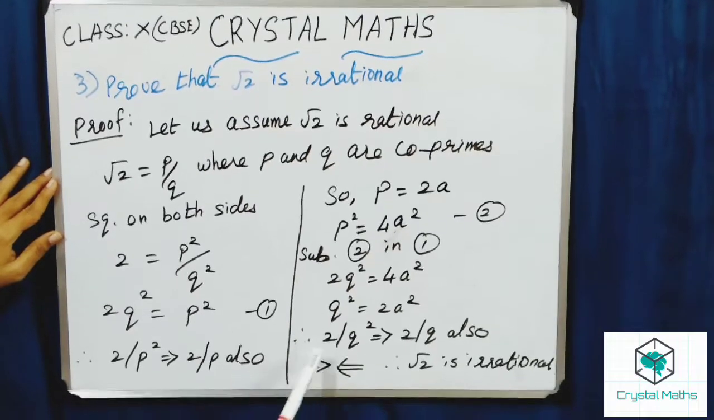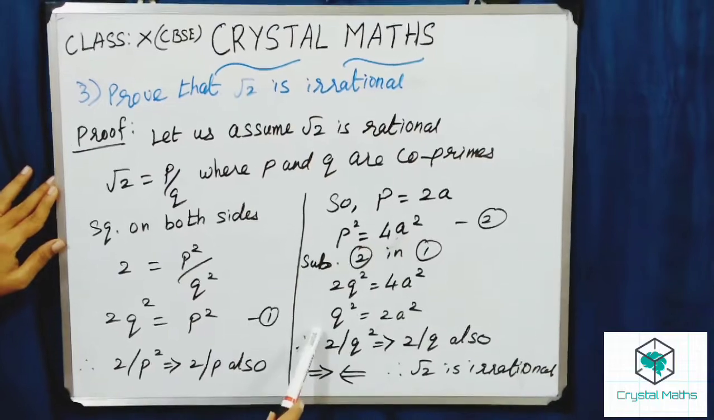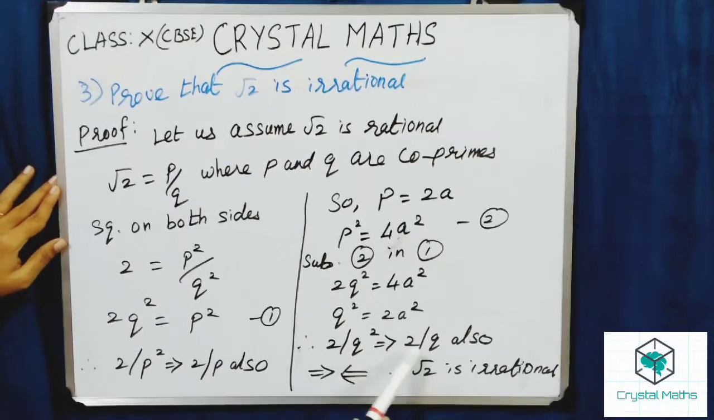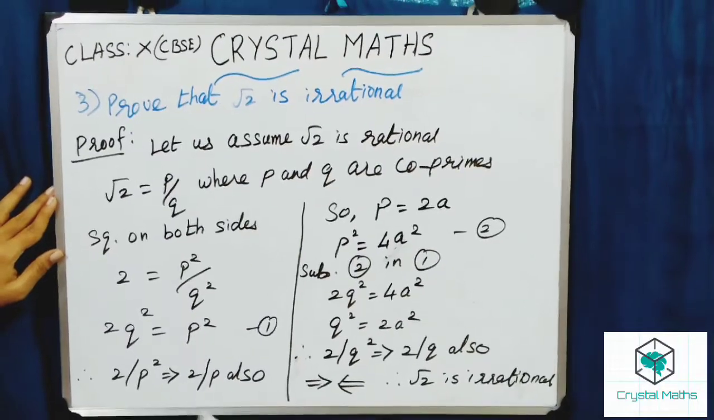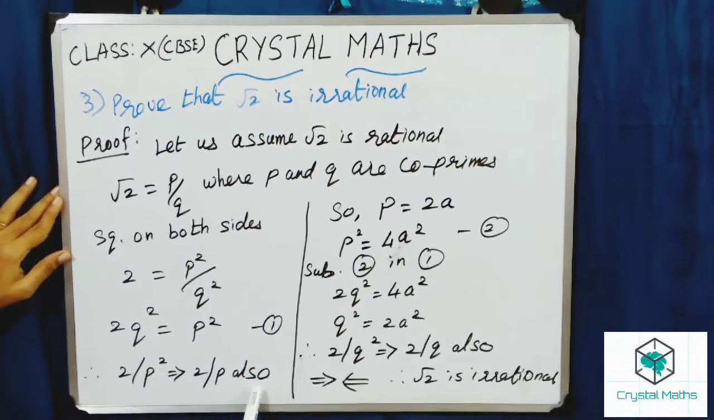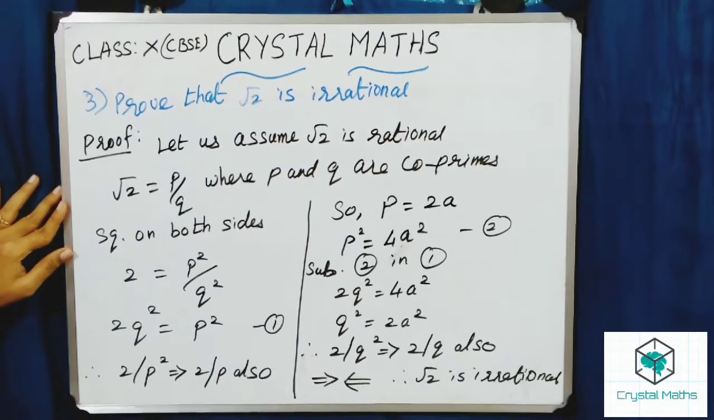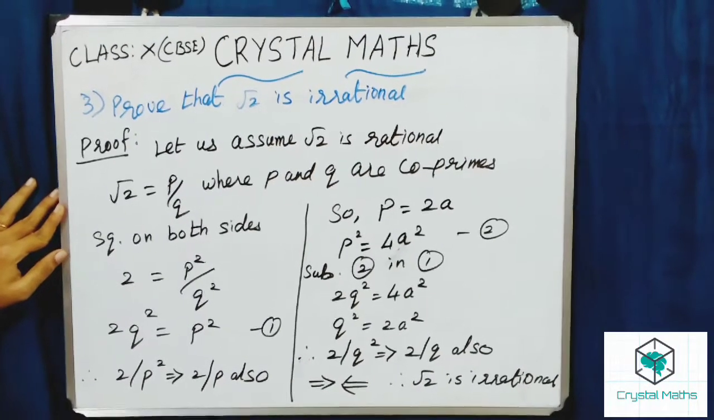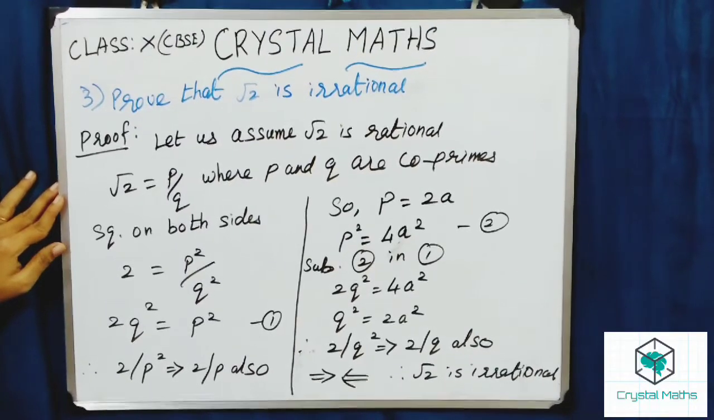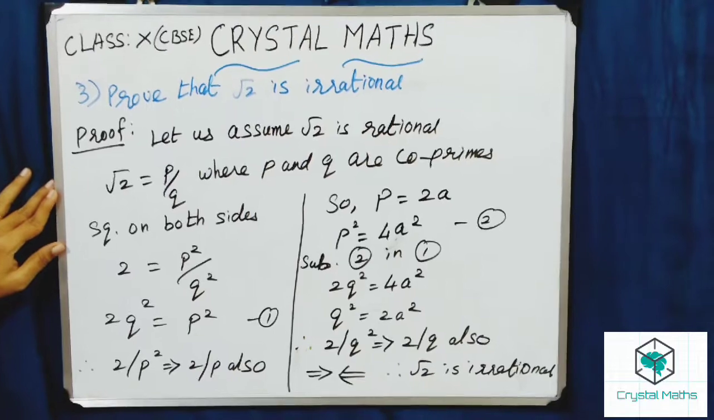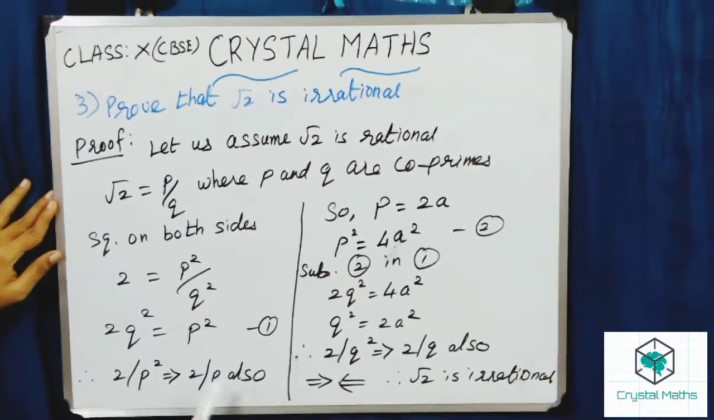Then we can tell 2 divides q square. 2 divides q square, that implies 2 divides q also. By these two statements we can say, here we are saying 2 divides p and here we are saying 2 divides q. That means 2 divides p as well as q. That implies 2 is a common factor which divides p and q.